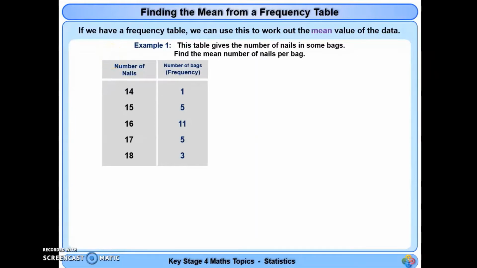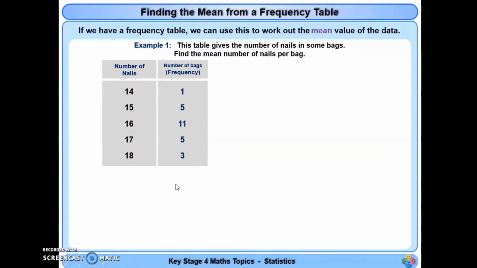This is what a very typical question would look like. This is example 1, and this frequency table gives the number of nails in some bags. Find the mean number of nails per bag. So what this frequency table is telling us, there are 5 bags which contain 15 nails, 11 bags contain 16 nails, 5 bags, 17 nails, and 3 bags contained 18 nails. And we're asked to find what is the mean amount of nails in one bag.